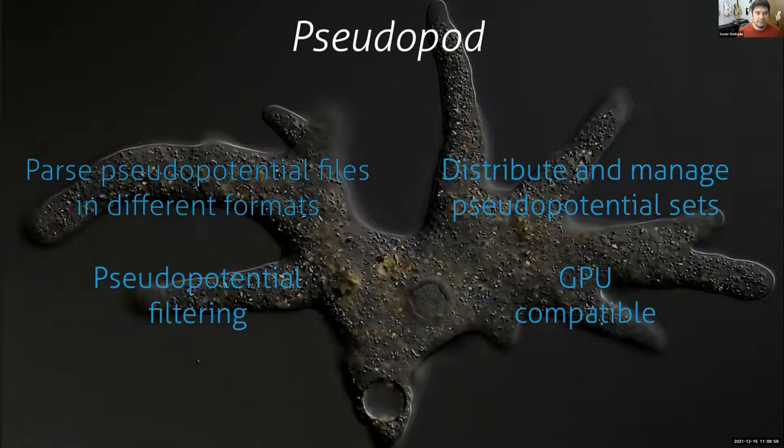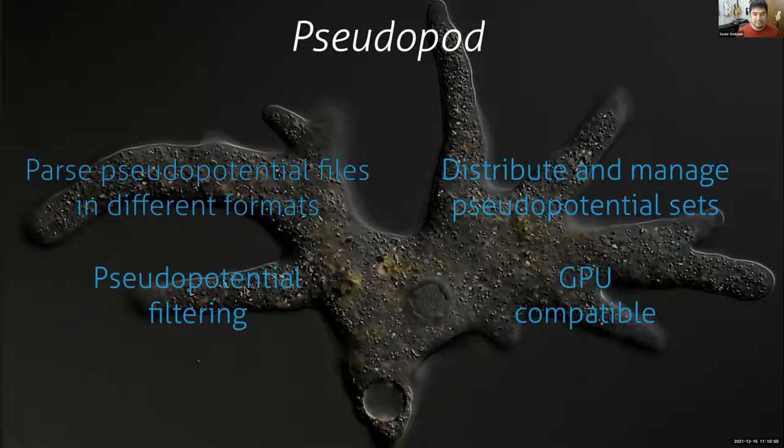This library also takes care of distributing and managing pseudopotential sets. Recently, people have started to make sets for the whole periodic table or a large number of elements together. And the idea is Pseudopod can take care of that. So you can say to Pseudopod, for example, let's use the SG15 set, and now give me pseudopotentials for hydrogen, oxygen, and carbon. Pseudopod will do that, so you don't have to worry about where the files are coming from, and these files will come with the library. So in the most basic usage, you can just ask Pseudopod, I need a pseudopotential for carbon, just give me that.